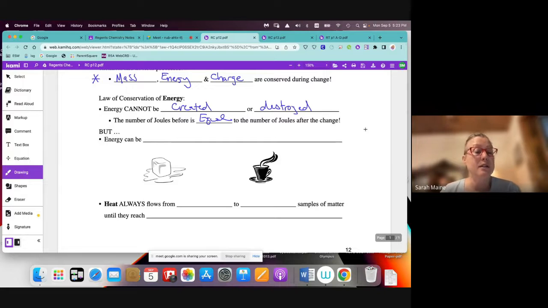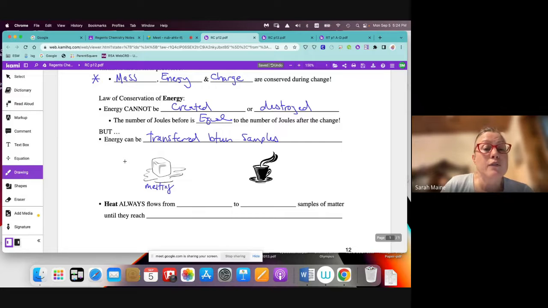It's not created, it's not destroyed, but energy can be transferred between samples. So think about transfer of location. In this sample here, we have an ice cube, and it looks like this ice cube is melting, right? So what does an ice cube need in order to melt?